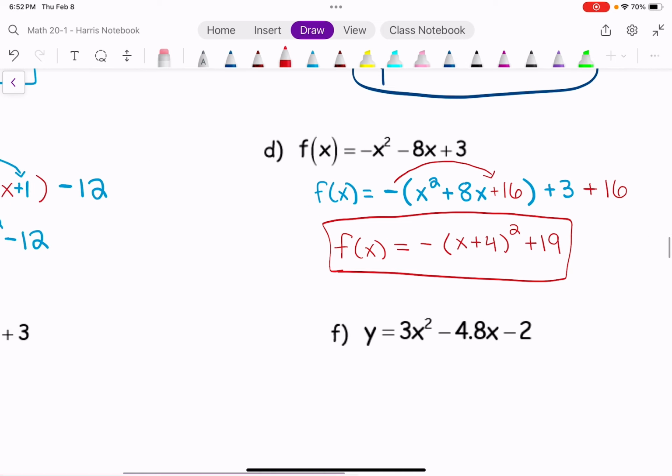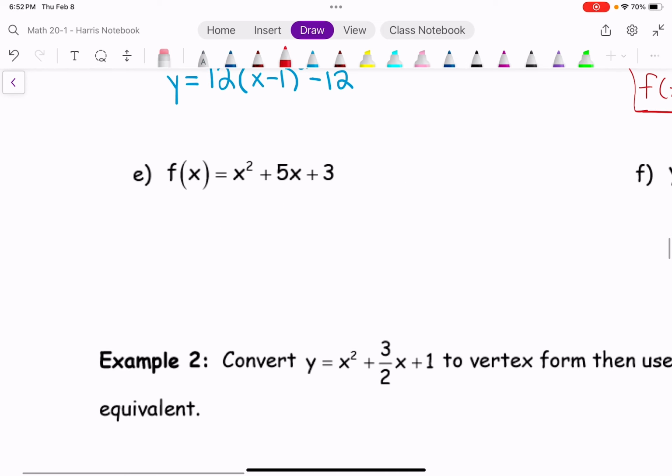Perfect. Okay, so E, we're going to do the exact same thing, but now if you notice, I'm going to pull out my leading coefficient. So I have f of x. My leading coefficient is 1. So I'm going to have my bracket x squared plus 5x. I'm going to leave a space, close it, and put plus 3. Okay, but when I think of, well, I have to go 5 divided by 2. Well, that's 2.5, or as a fraction, that's 5 over 2.